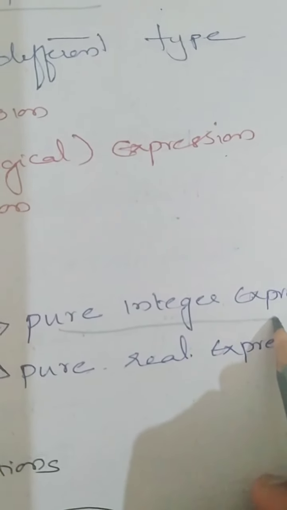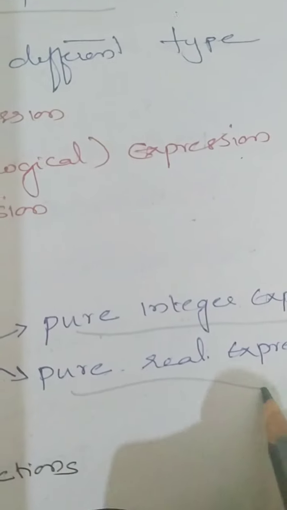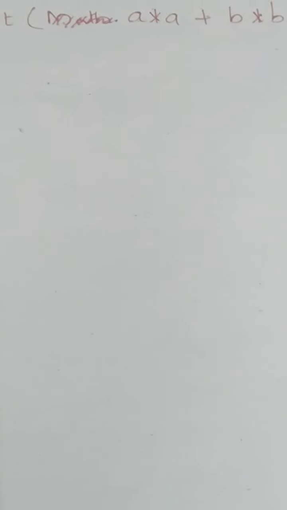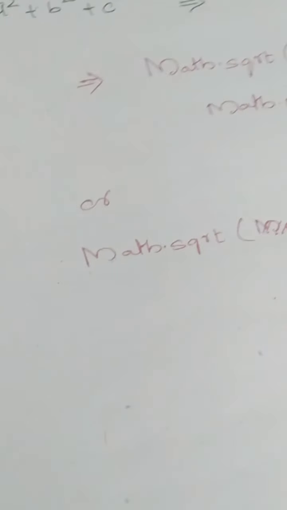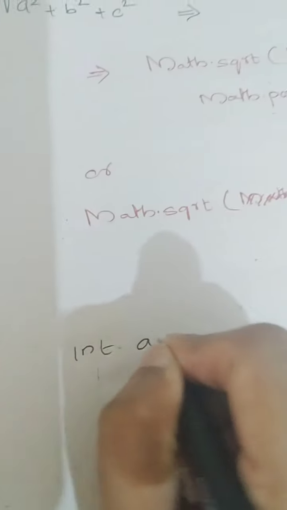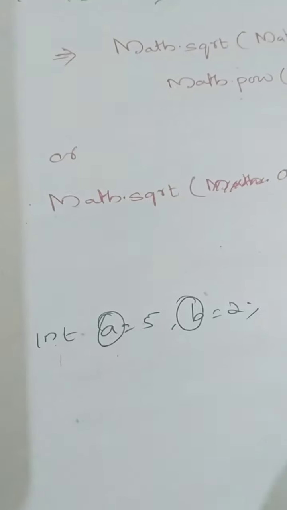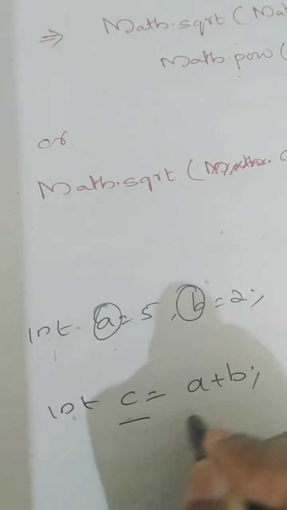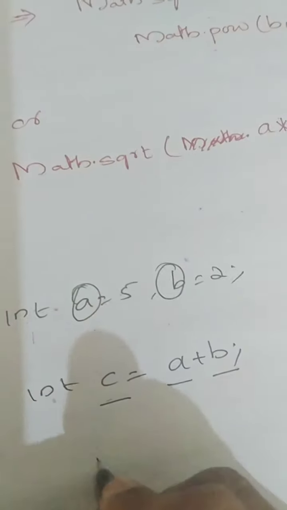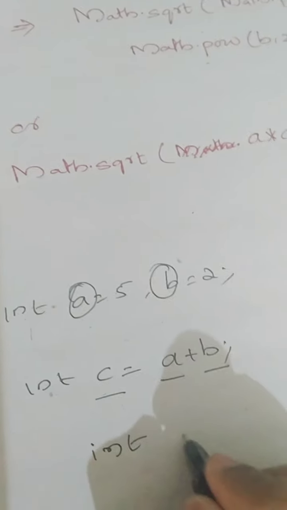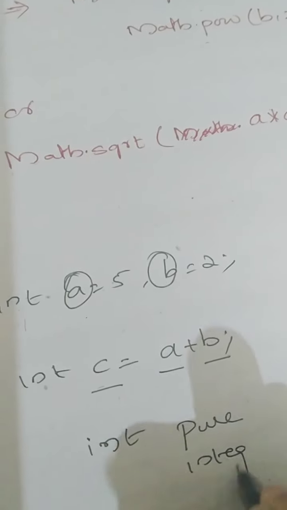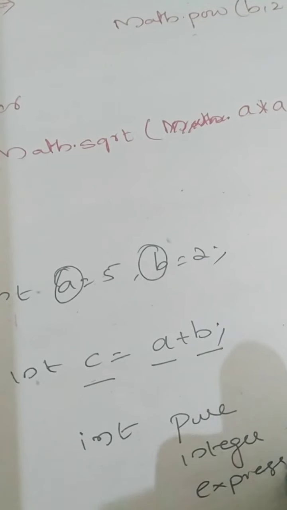Pure expression means either all the operands are integer type, otherwise real type. Either all the operands are integer type or real type. I will show you an example: int a is equal to 5, b is equal to 2. a and b are integer type. int c is equal to a plus b. See here, all the three operands are of type int. This is known as a pure integer expression.